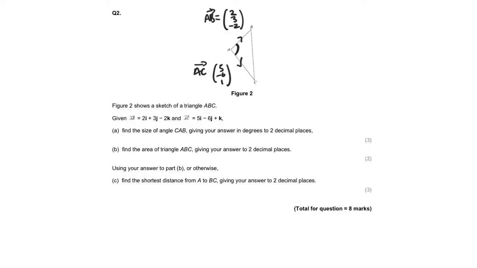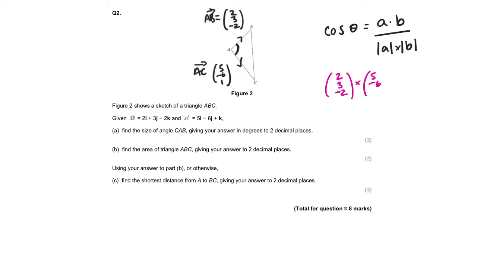The formula: cos theta equals A dot B over the magnitude of A multiplied by the magnitude of B. I keep saying modular. So we're going to have the dot product is 2, 3, minus 2 times 5, minus 6, 1. It's going to give me 10, minus 18, minus 2. Add them all together, it gives me negative 10. So cos of theta equals negative 10.